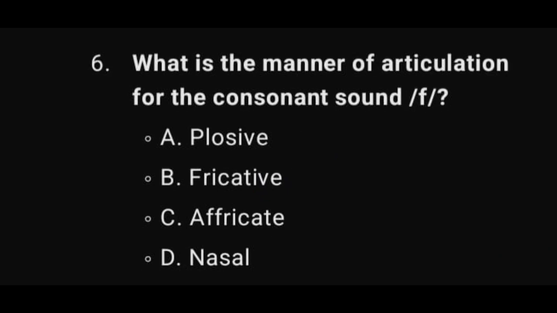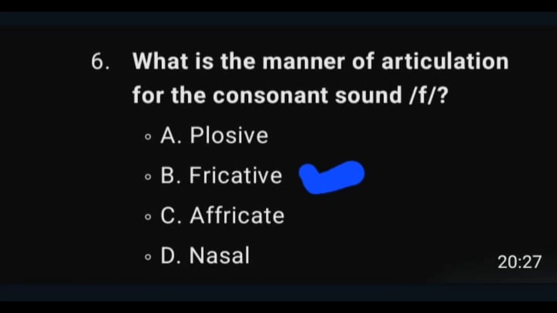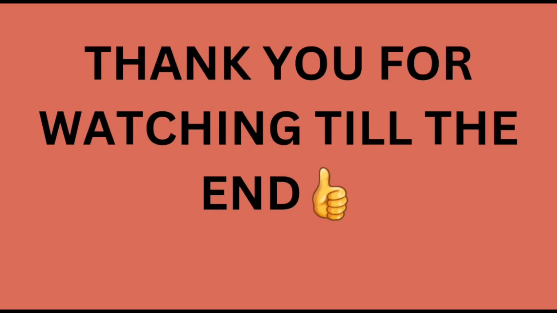What is the manner of articulation for the consonant sound f? Is it a plosive, a fricative, an affricate, or a nasal sound? The consonant sound f is a fricative sound. The upper front teeth and the lower lip are coming together to block the flow of air coming from the lungs, and so there is a frictional noise when we pronounce consonant sound f, and that is the characteristic of fricatives. So the correct answer to that question is fricative.